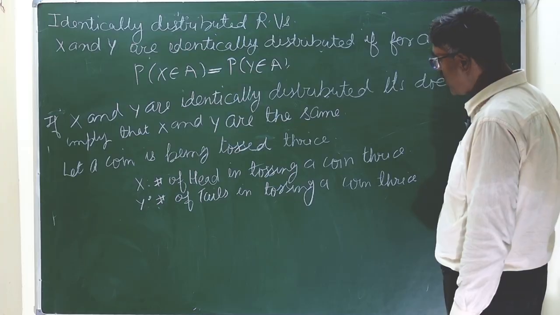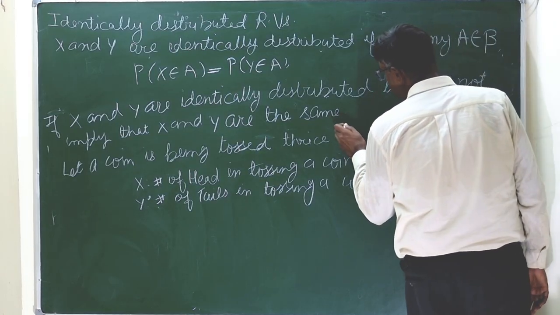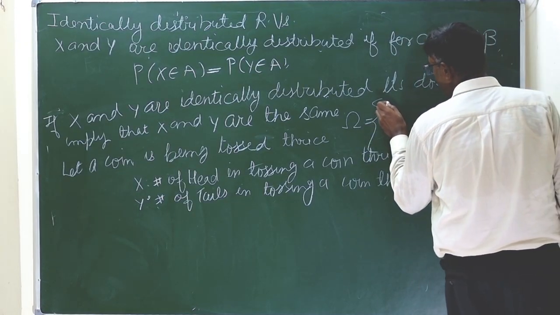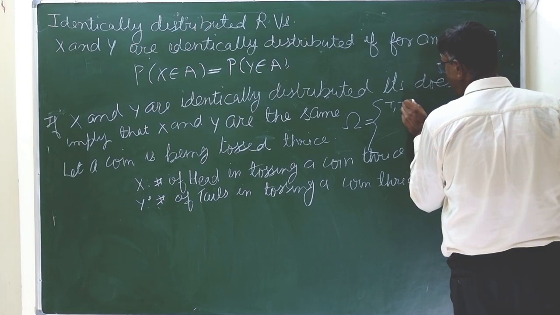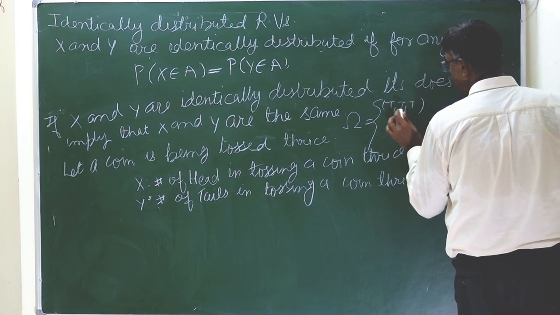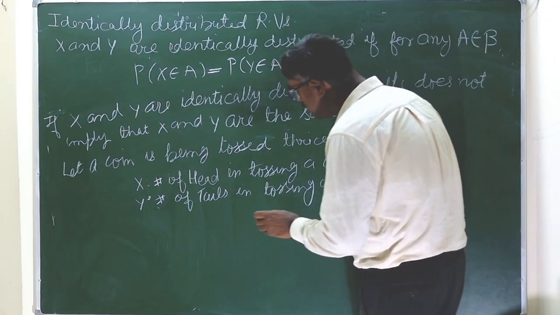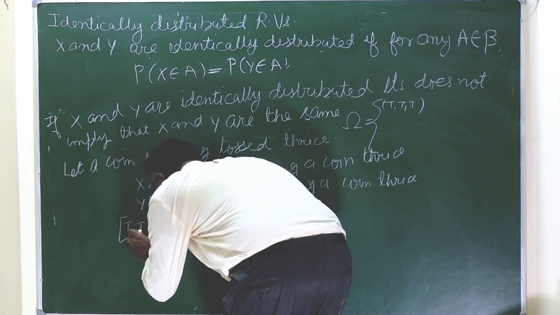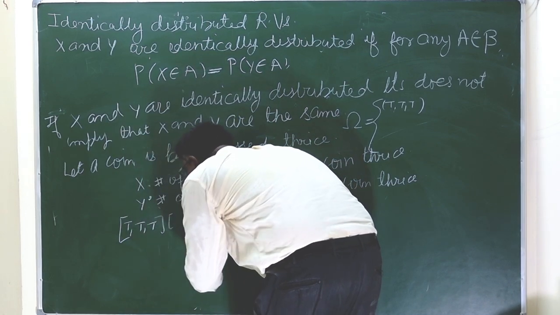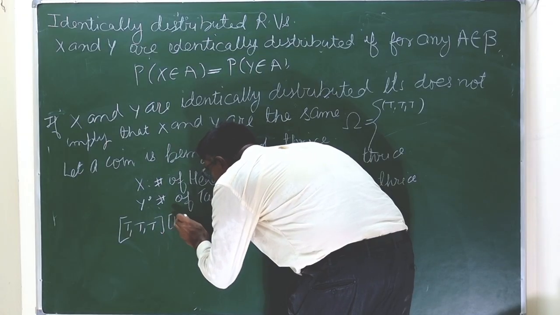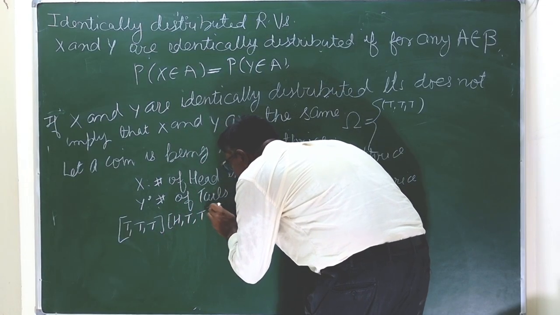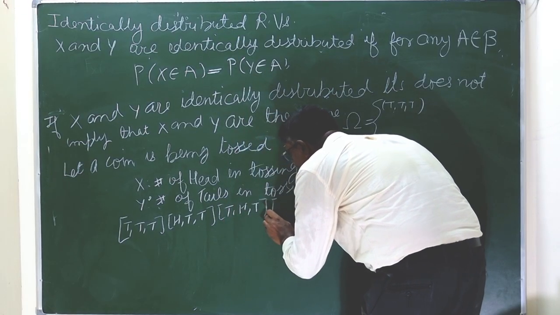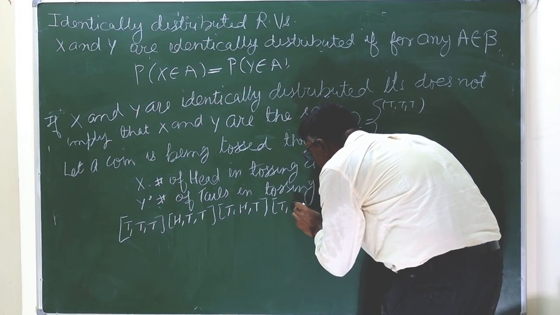So for this, I will first write the whole sample space. There will be 8 cases. The first case I am taking is tail, tail, and tail. So we can write the cases here. First case is tail, tail, tail. Second case is first head, tail, tail; tail, head, tail; and tail, tail, head.